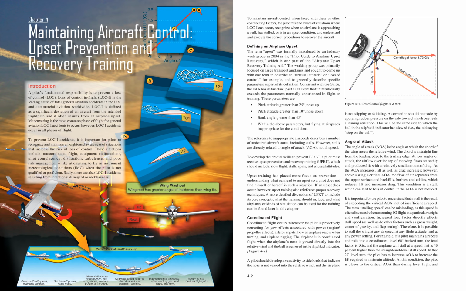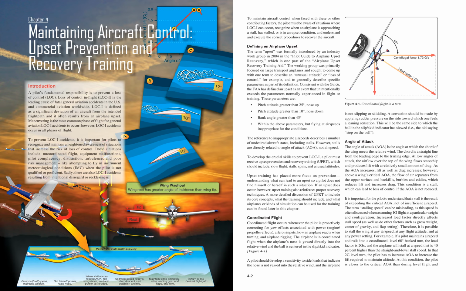To develop the crucial skills to prevent LOC, a pilot must receive upset prevention and recovery training, UPRT, which should include slow flight, stalls, spins, and unusual attitudes. Upset training has placed more focus on prevention, understanding what can lead to an upset so a pilot does not find himself or herself in such a situation. If an upset does occur, however, upset training also reinforces proper recovery techniques. A more detailed discussion of UPRT, to include its core concepts, what the training should include, and what airplanes or kinds of simulation can be used for the training, can be found later in this chapter.